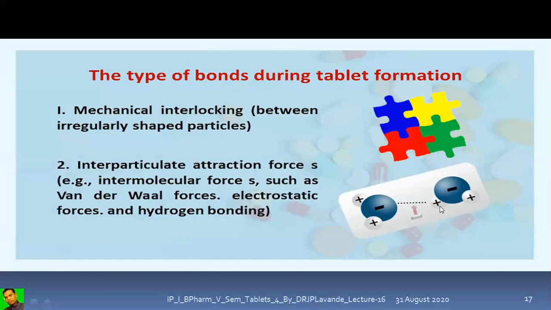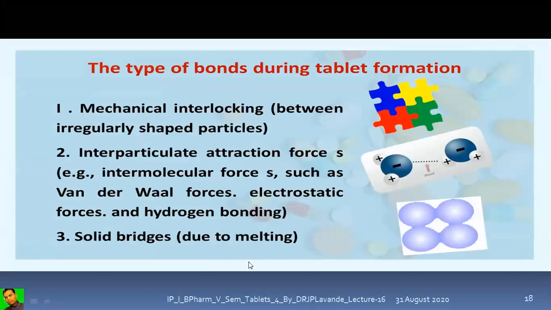The second type of bond is the interparticulate attraction, which might be van der Waals forces. These are the forces that lead to intermolecular forces such as van der Waals forces and the electrostatic forces, and sometimes hydrogen bonds. Sometimes there is a formation of solid bridges due to the melting of some of the particles. As we go on increasing the pressure, this increase in pressure may lead to the melting of the particles, or sometimes the increase in pressure will lead to an increase in temperature, which will lead to the melting of the particles. So the melting of the particles will lead to the formation of solid bridges between the particles.